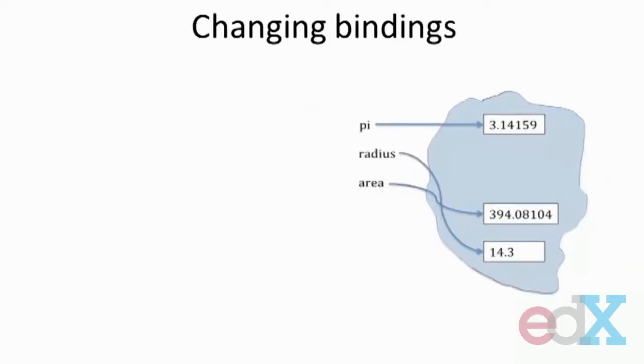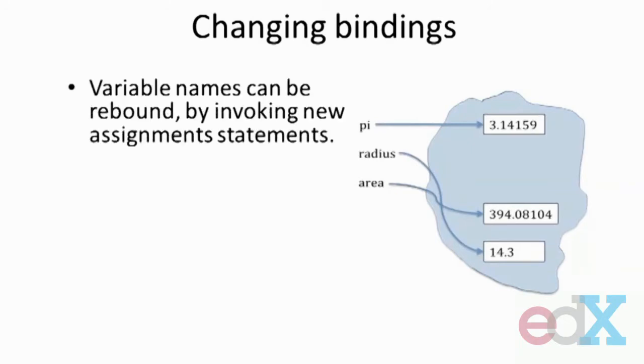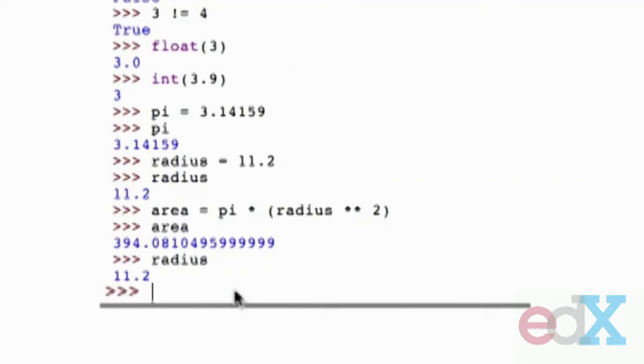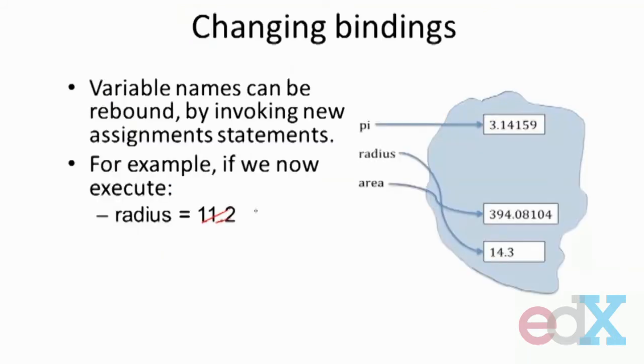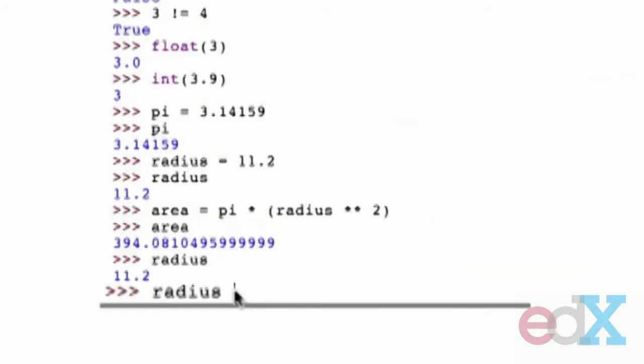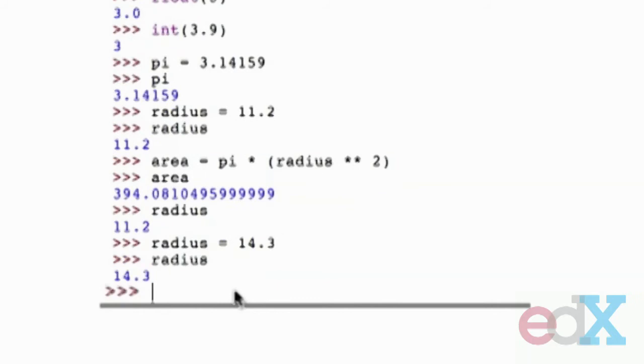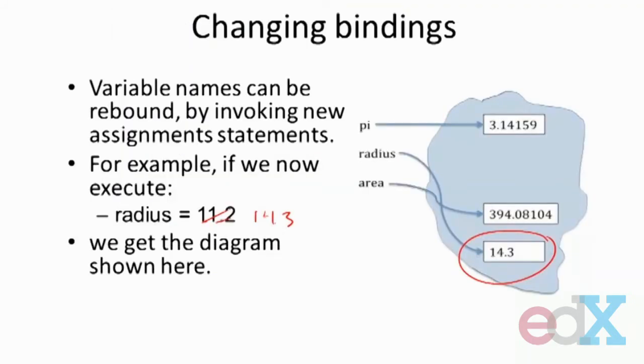Now, I can change the bindings. So having bound a variable name, I can do another assignment statement. So for example, if I go back over to my Python shell, I could change the value of radius. Remember, initially we had radius of 11.2. Let's change it to something different. Let's change it to, in fact, I'm going to make this 14.3. So how do I do that? I say let's have radius be 14.3. Now what's my value of radius? There it is. Okay, what that has done in my diagram over here is it's changed the binding for radius. Remember before it was 11.2, it has now changed it to something else.